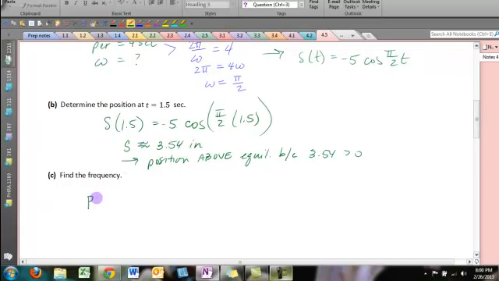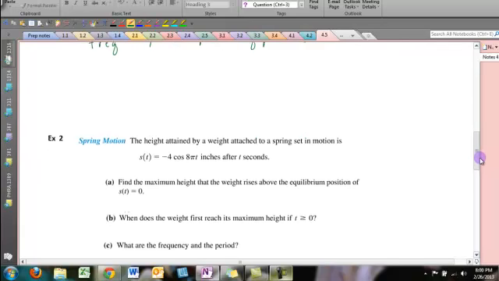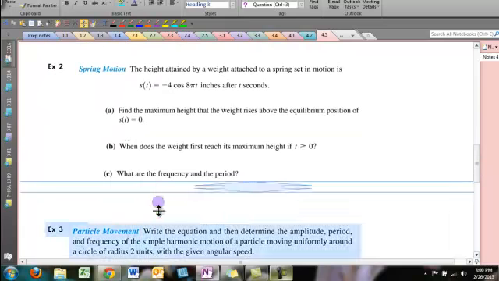Now the last part of the question says I need to find the frequency. Well, if I know what the period is, equal to 4, I know that the frequency is the reciprocal of the period, so it's 1/4. Okay, pretty straightforward. The only thing about that is you had to figure out what you were doing. You had to figure out which function or which equation you were going to use, which simple harmonic equation, whether it was cosine or sine.